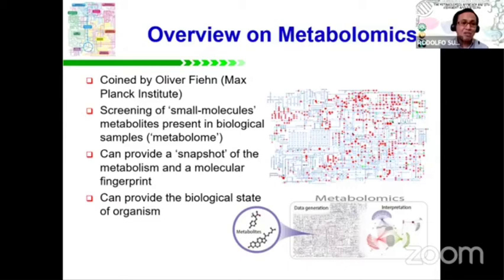Therefore, the metabolome of this organism can provide a snapshot of the metabolism. And this is also widely recognized as the biochemical or the molecular fingerprint of the organism. Hence, the inventory of metabolites in an organism can provide the biological and health state of an organism. And this is practically where my presentation this morning will revolve around.